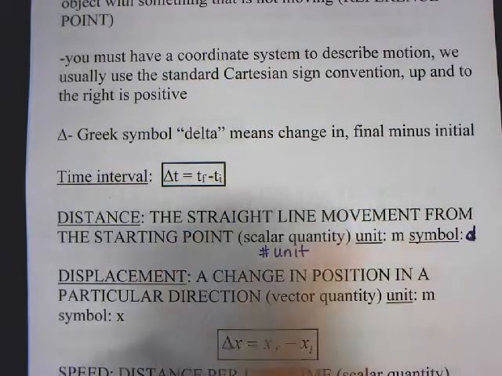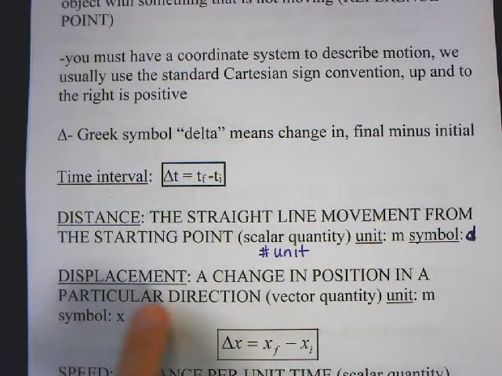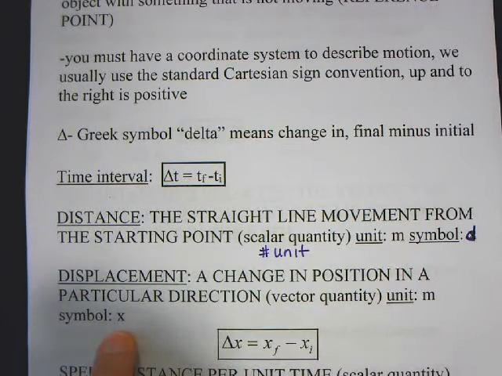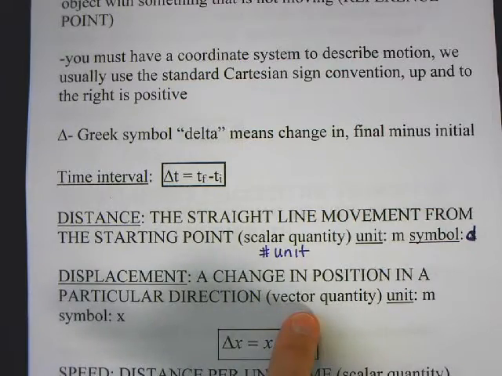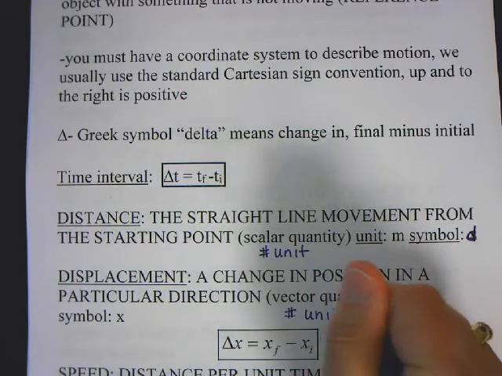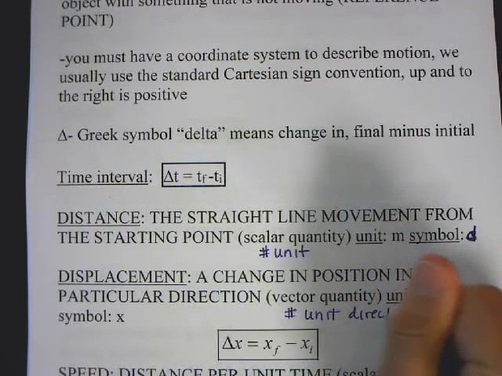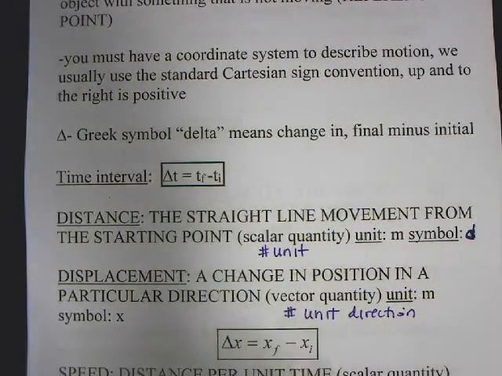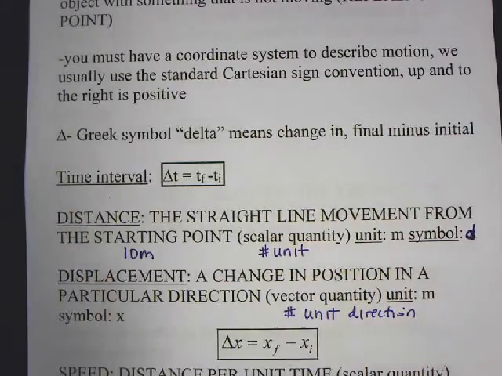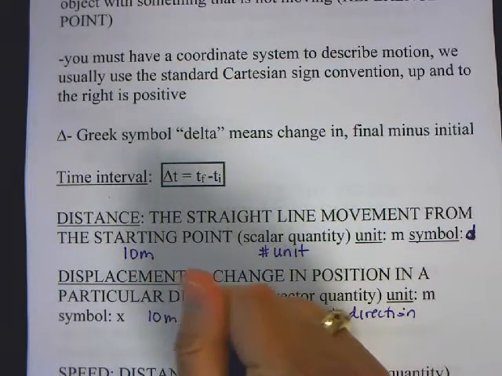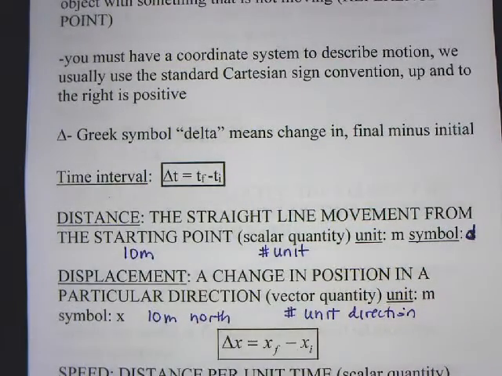So distance is straight line movement from the starting point. Now displacement is a change in position. So this symbol is x, and this is a vector quantity. So a vector quantity has a number, a unit, but then it also has a direction. Okay? So that's the difference. So an example of distance would be 10 meters. An example of a displacement would be 10 meters north, because that has a direction.